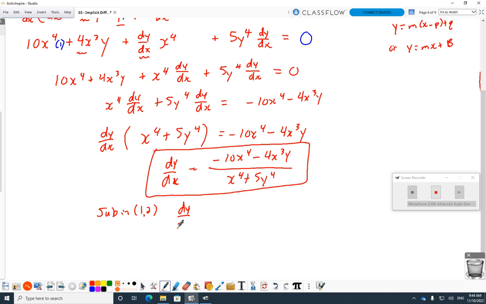dy by dx will be negative 10 times 1 to the fourth minus 4 times 1 cubed times 2 all over 1 to the fourth plus 5 times 2 to the fourth. Let's just make sure I plug that in right. 1 cubed, 2, 1 to the fourth, 5, 2 to the fourth. Yeah, that's right. Can I do this line all in one step in my head? That's a negative 10. That's a minus 8. And this is 1 plus 80 is 81. Is anyone on the case in their calculator?